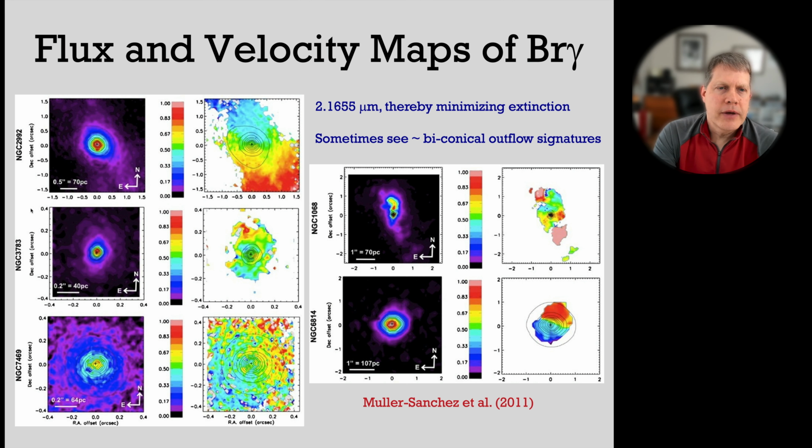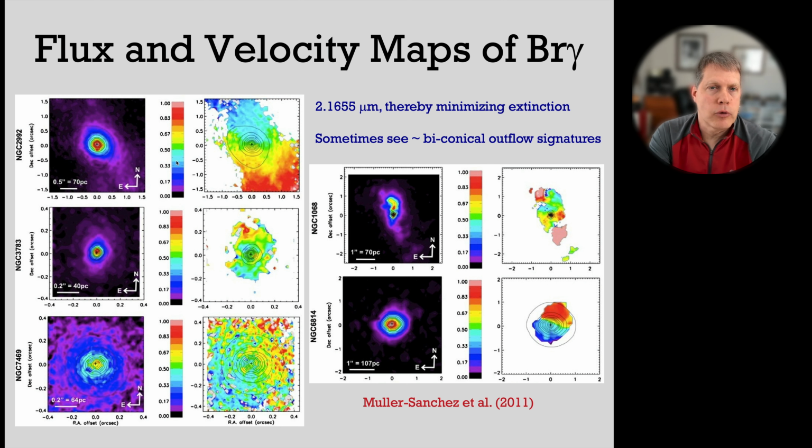And so for each one of these panels, you see they have a given active galaxy. Here it's NGC 2992, and here's NGC 3783, and so on. And you can see you have a flux image over here, and then you have a velocity map derived again from Doppler shifts of Brackett gamma. And here's another system, here's another system, here's another one, and there's more in the paper.